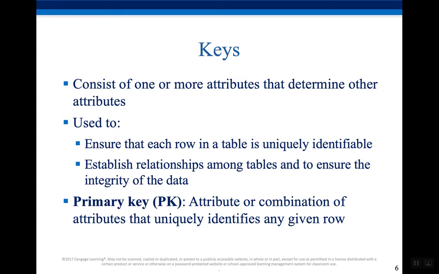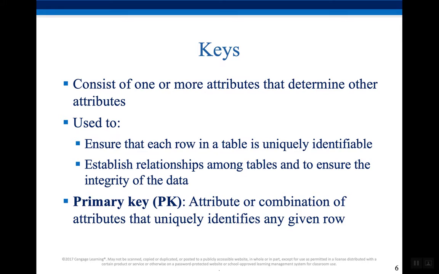The identifier that makes each row unique is something we call a primary key. It's a field or attribute or combination of fields that uniquely identifies any given row. So if you have one field that is unique in a row, then that row is considered unique, and that field is considered the primary key. It can be a single field. It can be a bunch of fields.